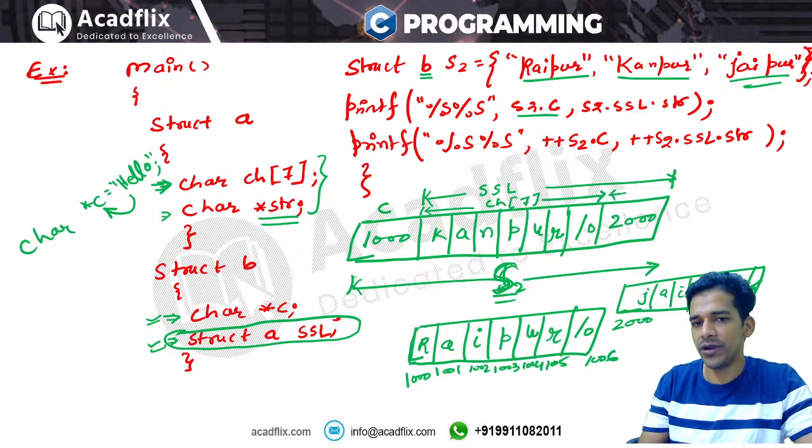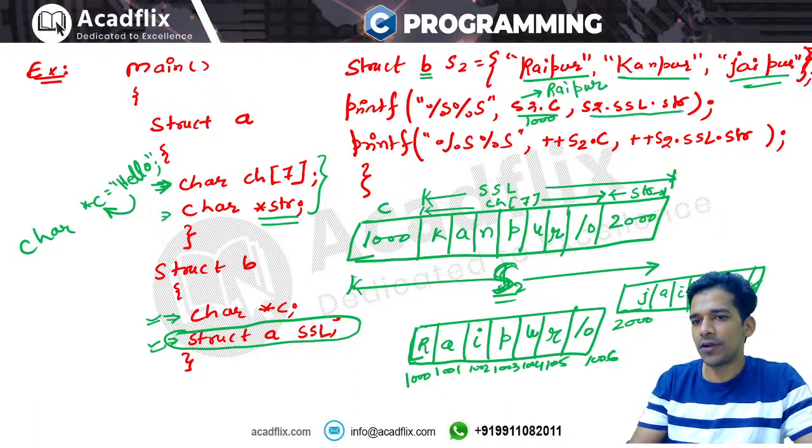And this part is nothing but the string pointer, right? Str pointer. So this is saying go to the structure S2, then access the member C. That means you are accessing the 1000 address. And we all know that when we pass the base address of any string to the printf statement, it will print the string. So at the location 1000 we have the string Raipur. So this first statement will print Raipur.